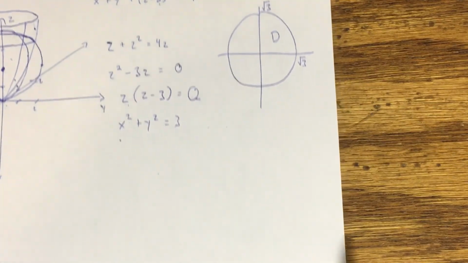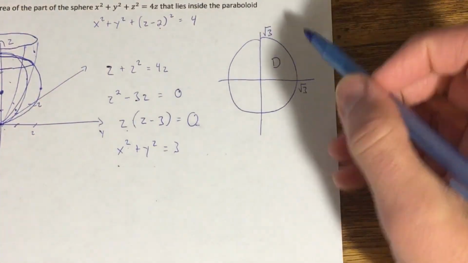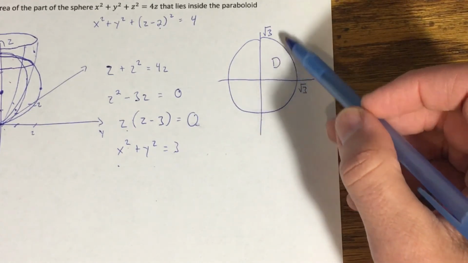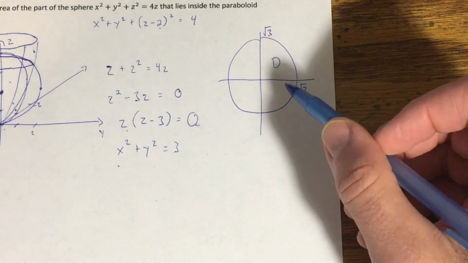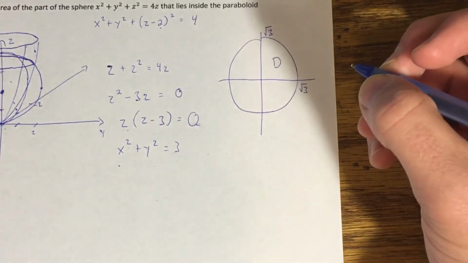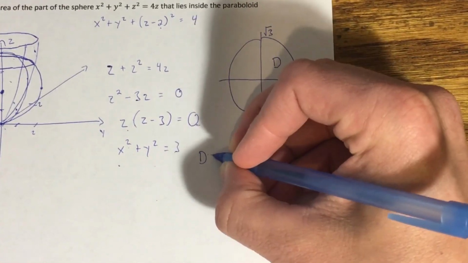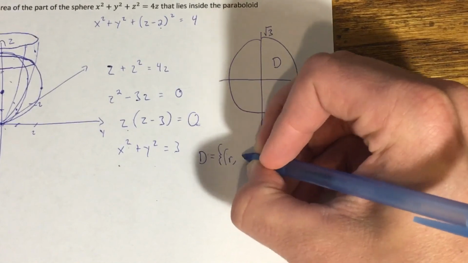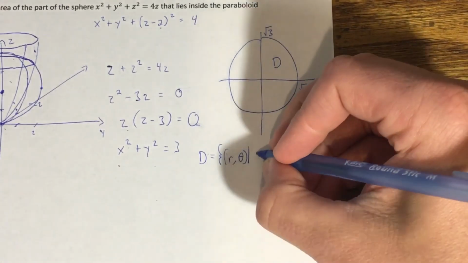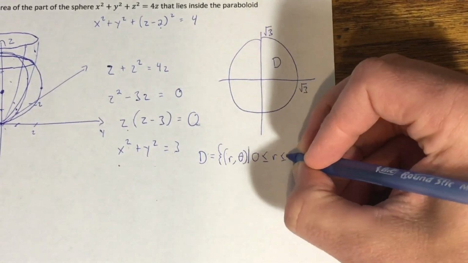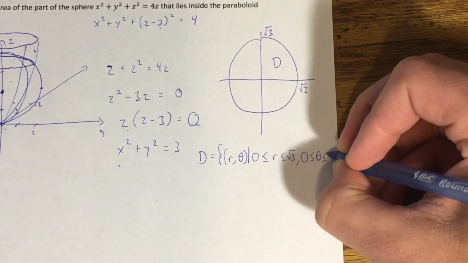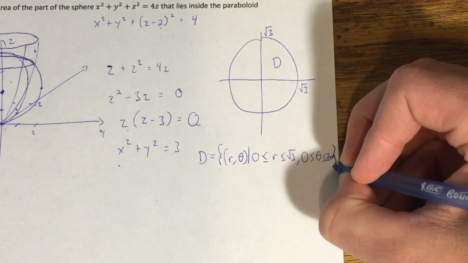Okay? Because we're integrating over a circle, and I know that I'm going to want to use a double integral over this region. This is another region where we would definitely want to be using polar coordinates. So I'm going to describe D in polar coordinates. D is equal to the set of all r, theta such that r is between 0 and root 3 and theta is between 0 and 2 pi. Just barely squeezed that in there.